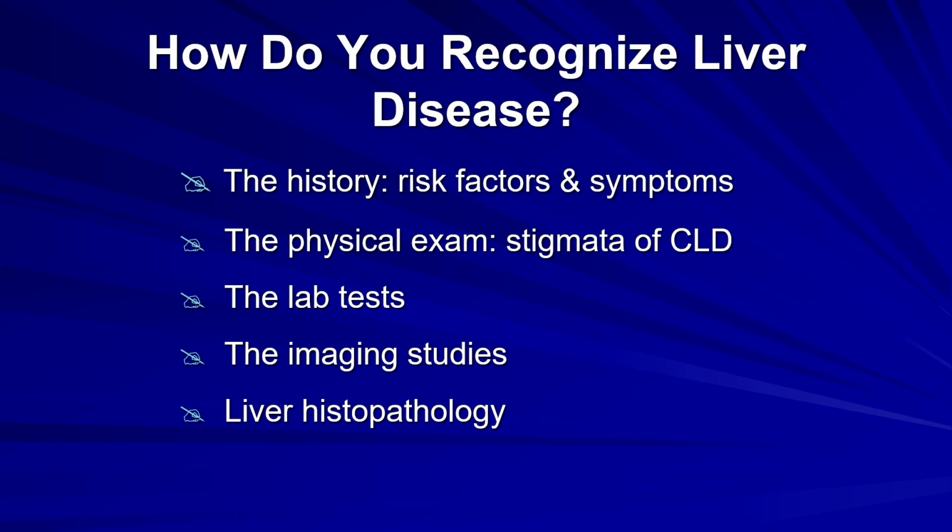Now, in terms of the history, we focus on risk factors for liver disease, such as ethanol misuse, IV drug abuse, sexual promiscuity, family history of liver disease, etc. And we focus also on symptoms of liver disease, and the most important one would be fatigue, which is obviously not a specific symptom for liver disease, but some symptoms may be more specific, such as right upper quadrant pain, jaundice, tea-colored urine, clay-colored stools, etc.